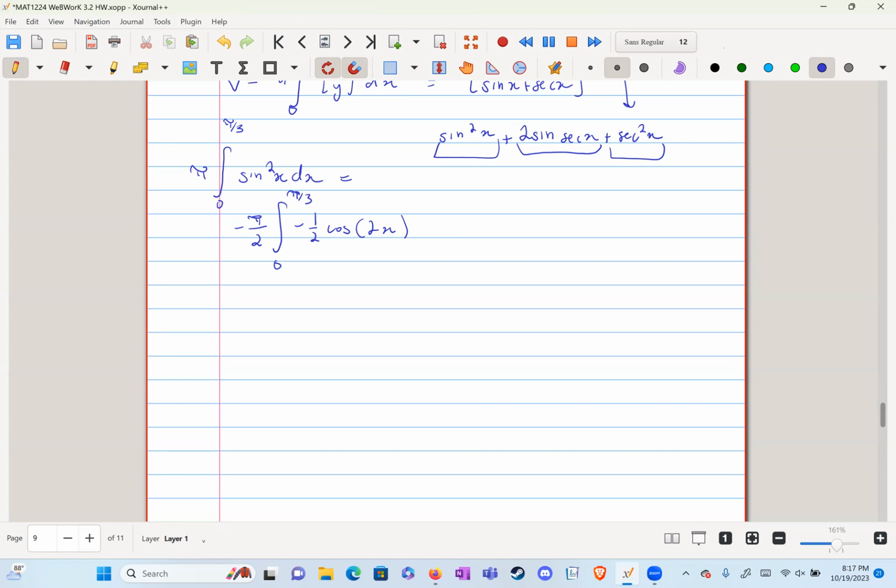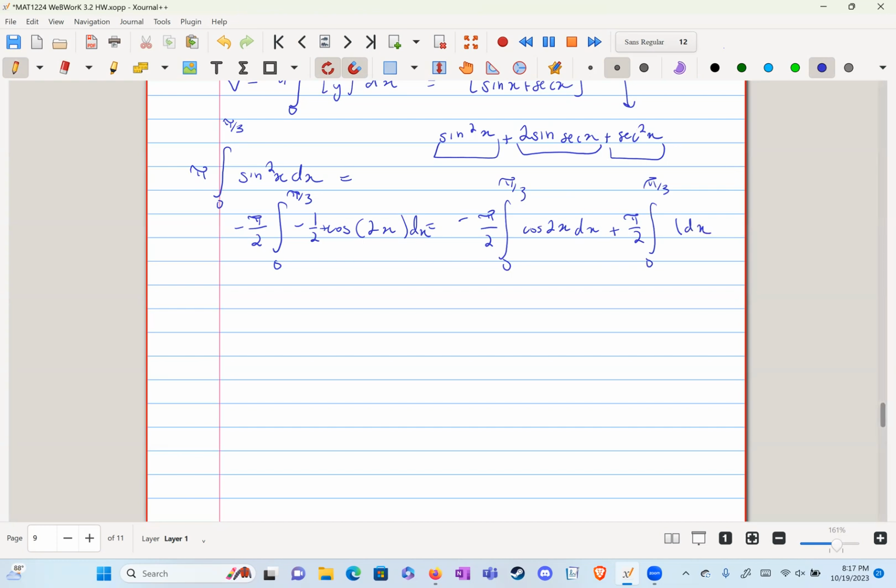And we can split this up into 2 separate integrals, in which we have, oh wait, this would be plus. There we go. Split this up into 2 separate integrals, where now we have negative pi over 2 times the integral from 0 to pi over 3 of cosine of 2x dx, plus pi over 2 times the integral from 0 to pi over 3 of 1 dx.